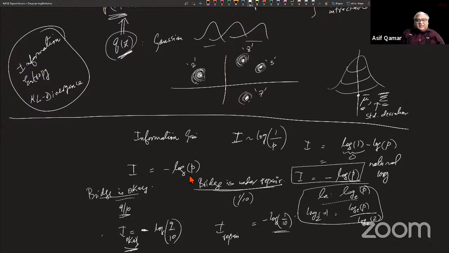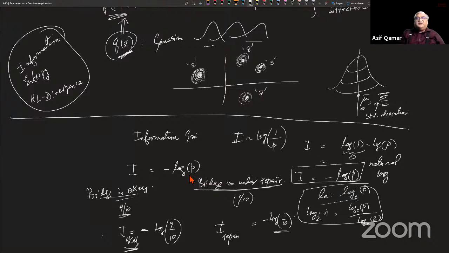So therefore the concept of information gain, how much information your friend gained, is essentially inversely proportional to the probability of an event. In particular, you take the log of it. Now, log to what base?